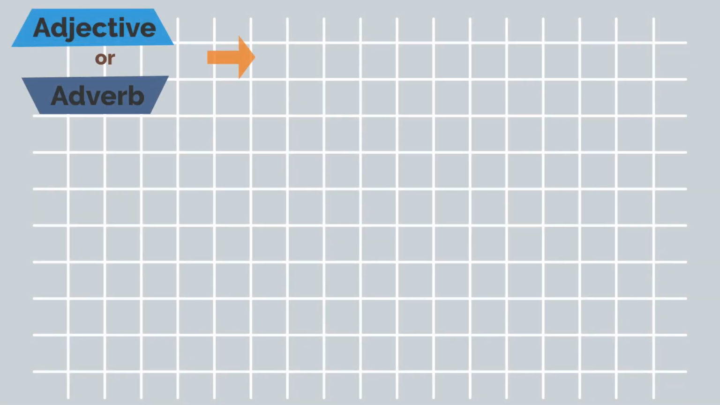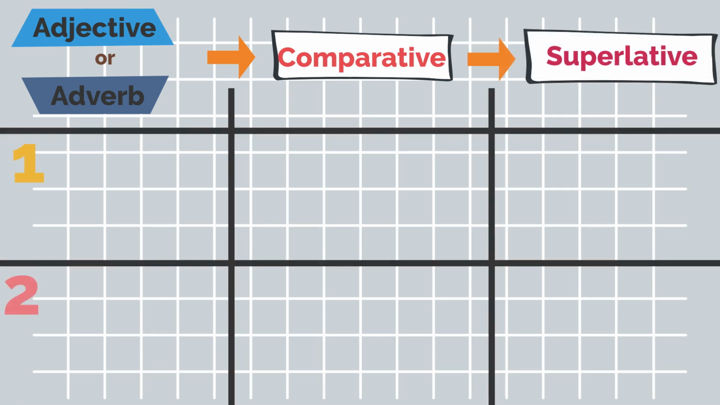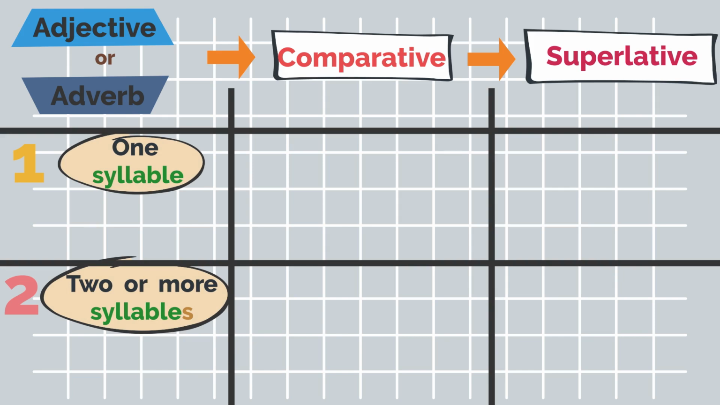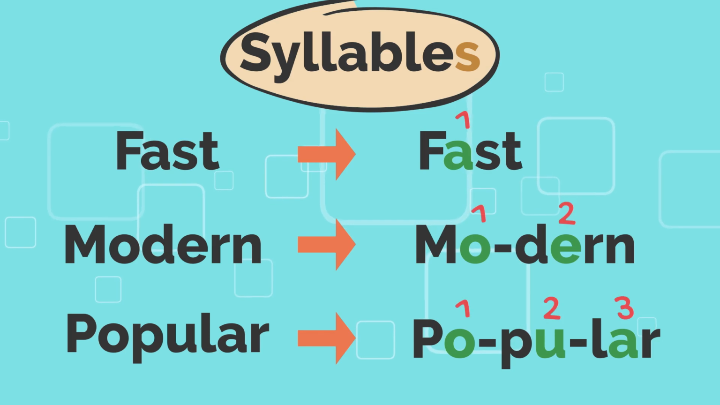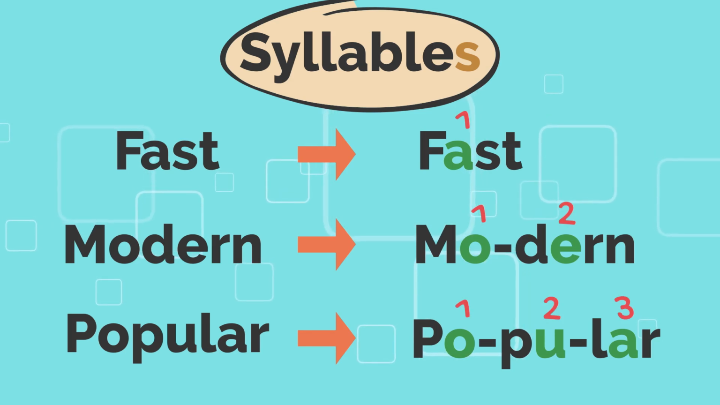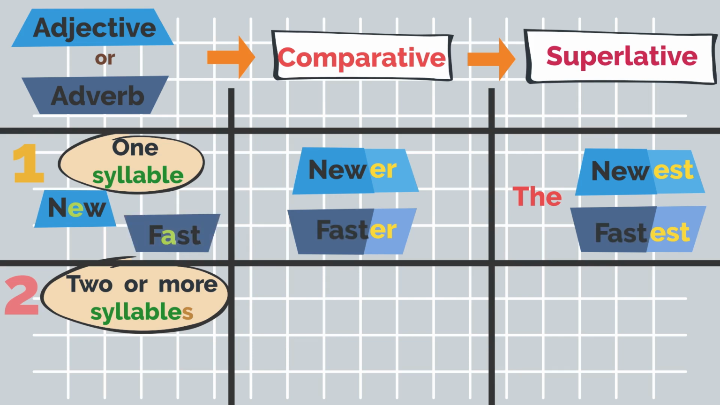Adjectives and adverbs are made into the comparative or the superlative forms in one of two ways. It depends on the number of syllables the adjective or adverb has. A syllable is a part of a word that contains a vowel sound. If the adjective or adverb has one syllable, the forms are: new, newer, the newest. Fast, faster, the fastest.